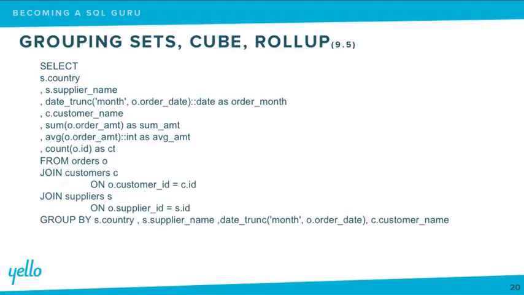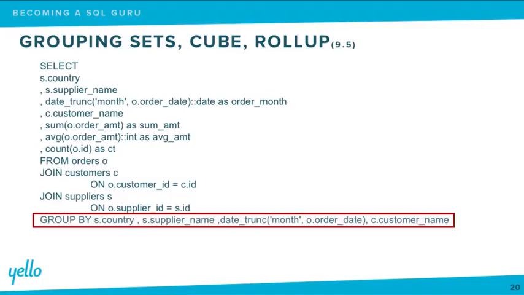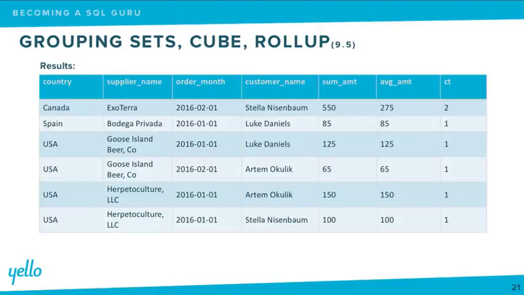So in the past, if I was using a regular group by, let's say I wanted to pull my country supplier, the order month, the customer, and the total sum of orders, as well as the average and the number of orders. So I would do it like this. I would have my basic group by that has my country, supplier, month, and customer name. My result set would look something like this. That's pretty standard. I'm sure most of you have seen this before.